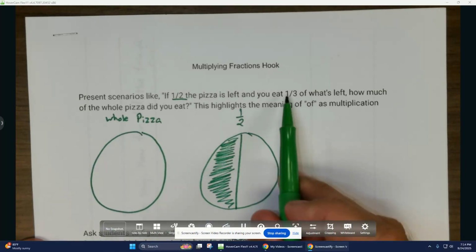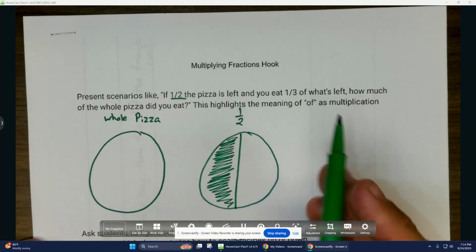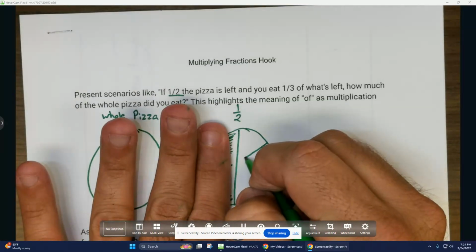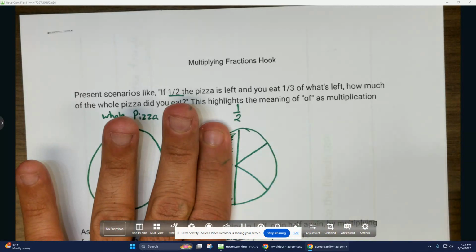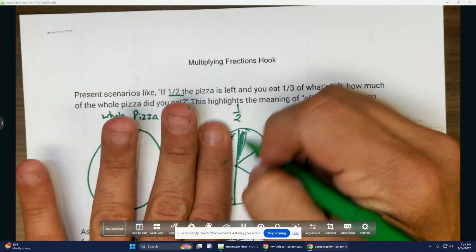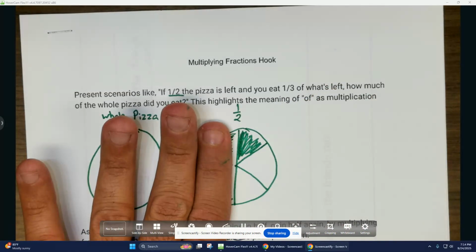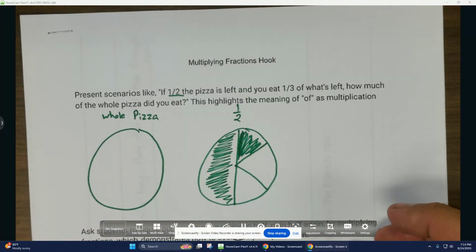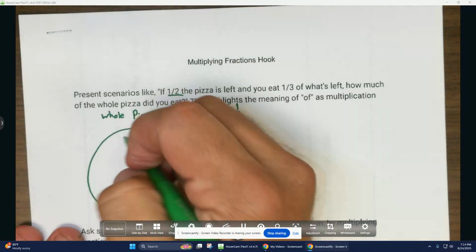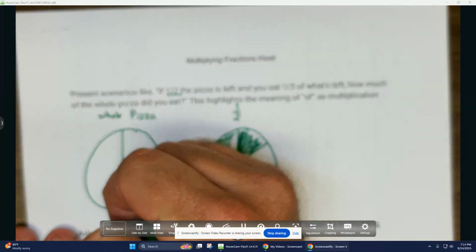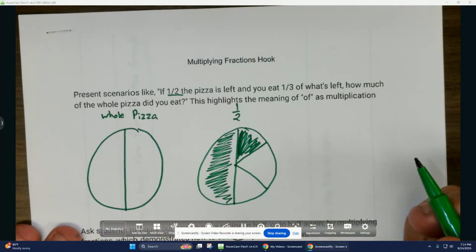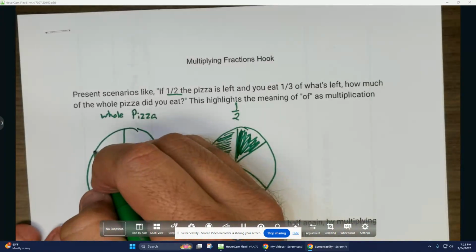But then, what was left? You ate a third of it. So here's the half the pizza that was left. You cut it into thirds, and you ate one of those 3 slices. The question says, how much of the whole pizza did you eat? Well, if you think about it, you had half of a pizza. You had to cut it into thirds.